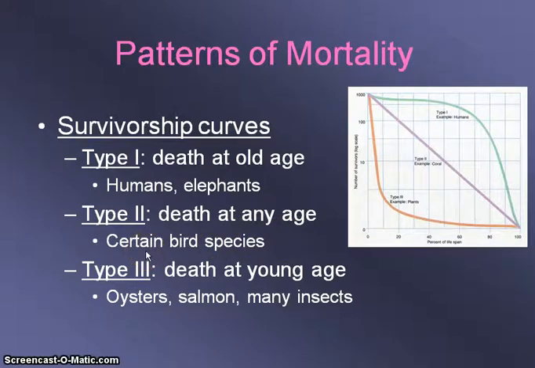So a lot of different types of bird species follow that pattern. And the last one is type 3, which is where you have a higher chance of dying at a young age than an older age. A lot of insect species, fish, a lot of organisms that lay eggs, and sometimes the eggs will be eaten or not survive, so they have higher chances of dying at young ages than if they do survive that young period of time, then they generally can live out a pretty long life.